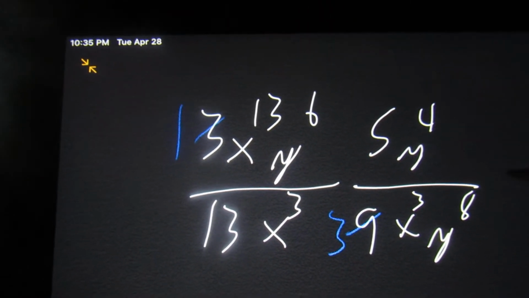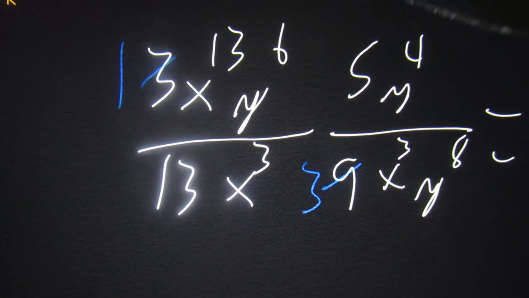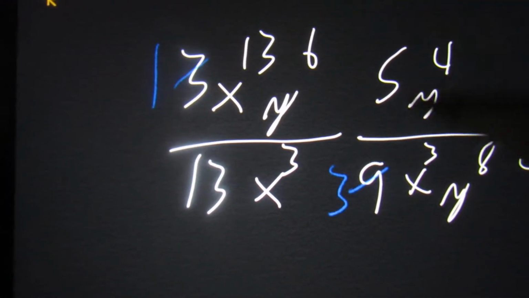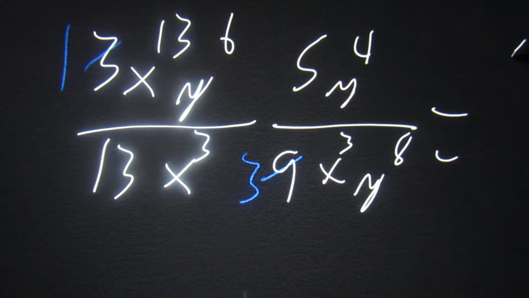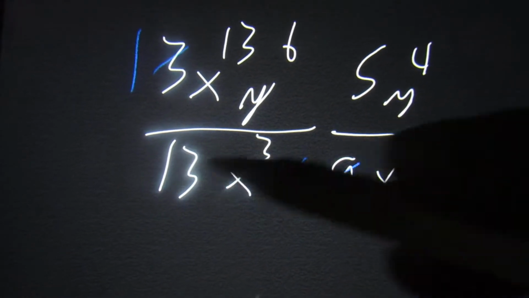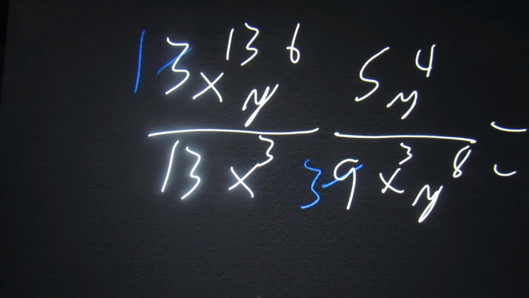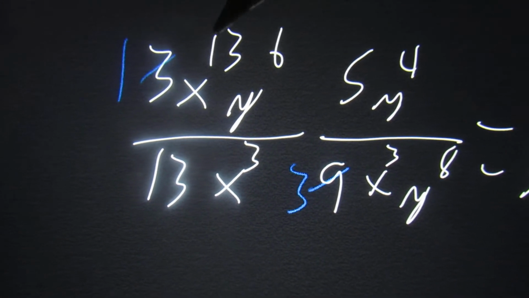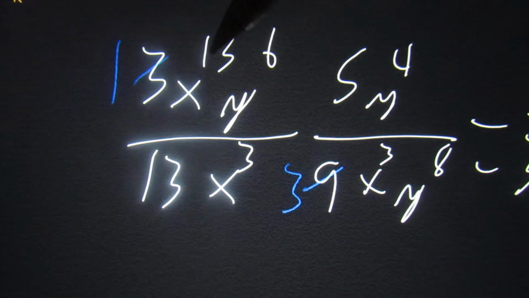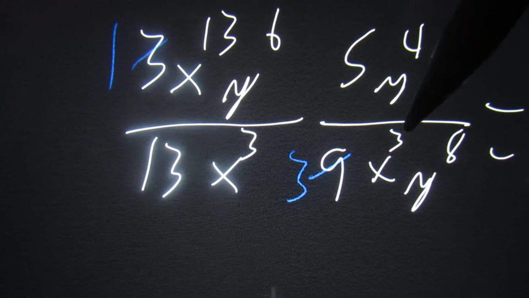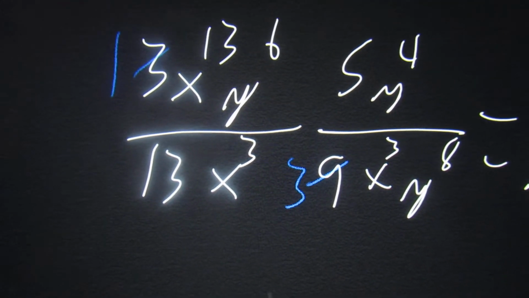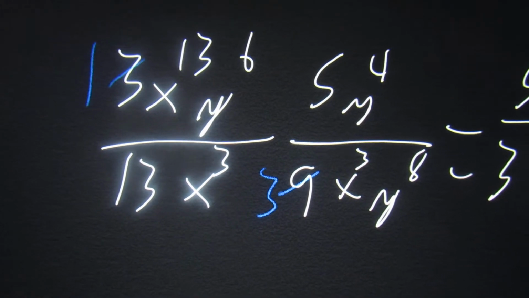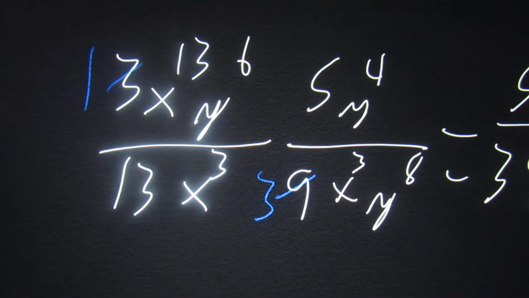And now what I'm going to do is the multiplication. First I'm just going to do the numbers. I have a 1 times 5, which is 5, over 13 times 3, which is 39. Now I'm going to do all the variables. On top, I have 13 x's. On bottom, I have 3 plus 3, which is 6. So 13 minus 6, so this is going to be x to the 7.